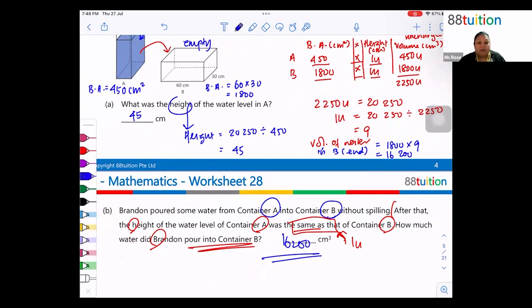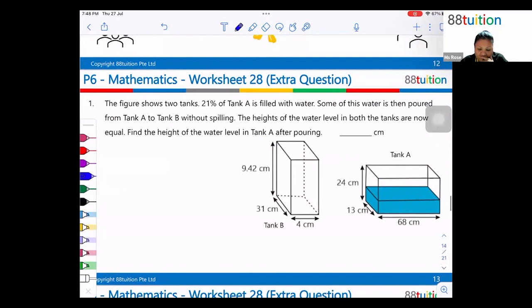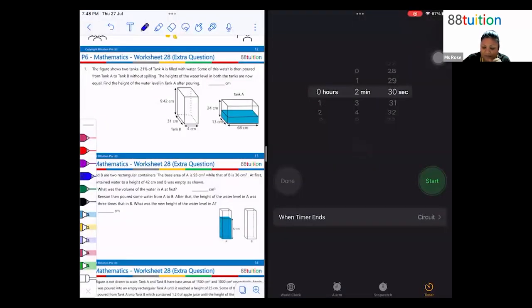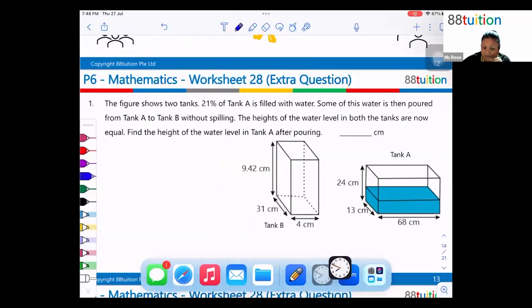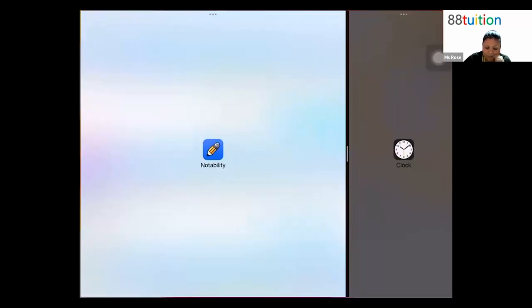Okay, all right, everyone okay? Having said this, I've done this with you. Now, I want you to try this question. We're going to switch out just a little bit. Can you look at question number 1 here and try it? I'm going to give you 3 minutes. It's similar to what we have done just now.